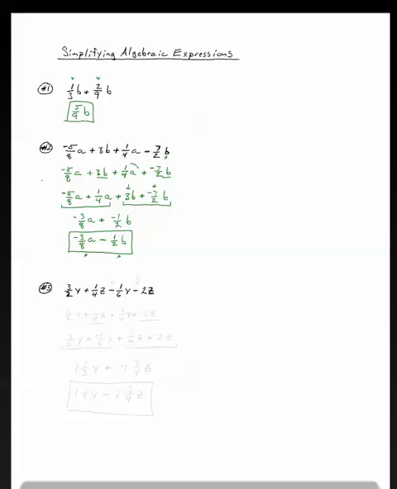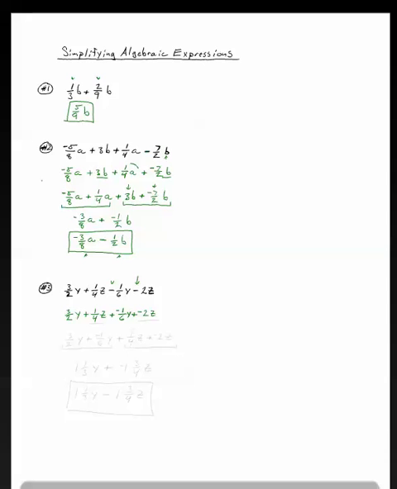Alright, so number 3 is very similar to number 2. The first thing I would do is where both of my subtractions are, I would change those to addition of the opposite sign. So we write 3 halves y plus 1/4 z. And then instead of this minus a positive 1/6, I change it to plus negative 1/6 y. And then instead of minus 2z, I change it to plus negative 2z.